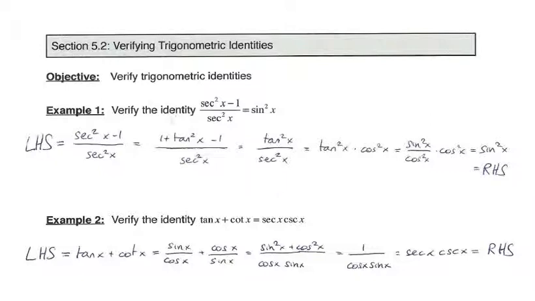Here I just want to insist on the fact that we have a format that we expect from students at KIS, and this is that you need to state which side you're starting with. So in example 1, we are starting with the left-hand side equal, and then you have to repeat what the left-hand side says. Secant squared x minus 1 over secant squared x. And then it's kind of a horizontal process to reach the right-hand side.